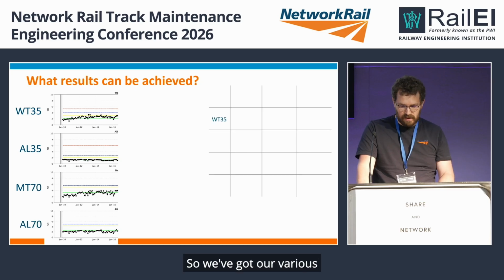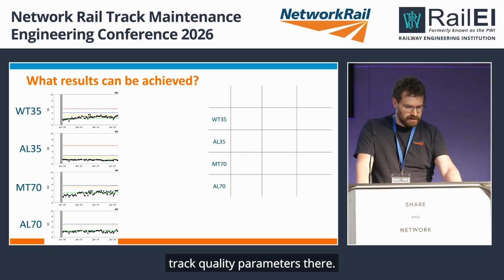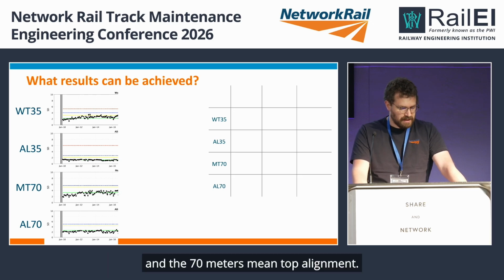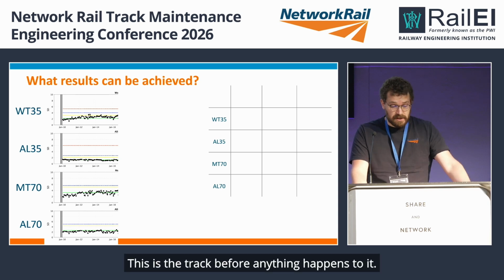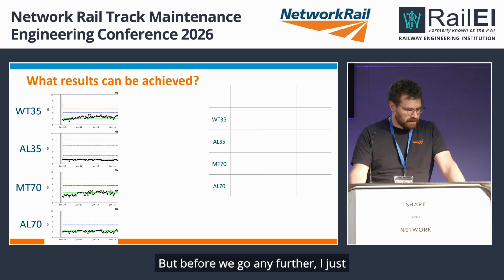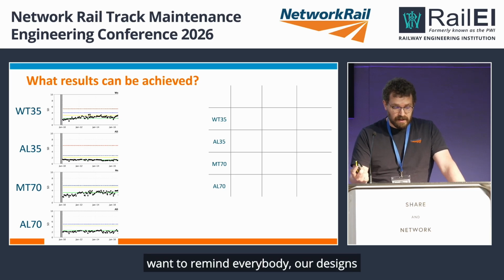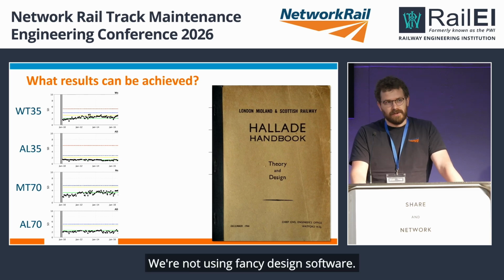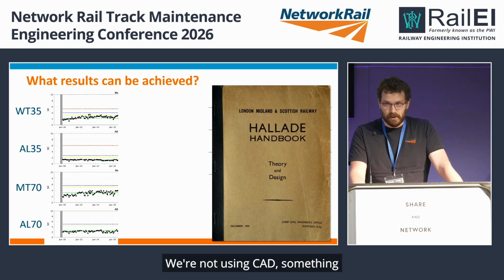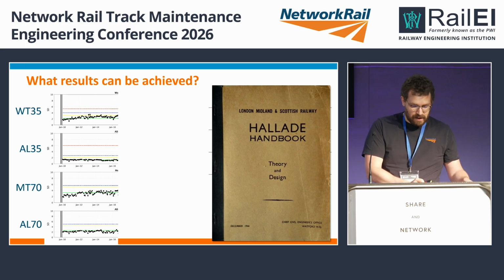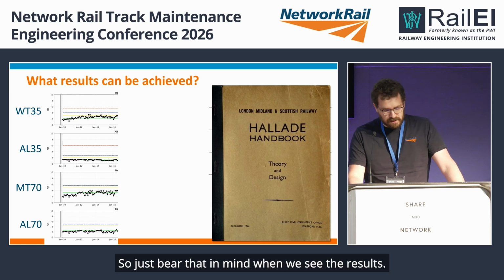So we've got our various track quality parameters there. We've got our worst top 35, our alignment 35 meters, and the 70 meters mean top and alignment. So this is the track before anything happened to it. There's a renewal I'm going to show you in a second. But before we go any further, I just want to remind everybody, our designs are done using a 1930s design method. We're not using fancy design software. We're not using CAD, which is something you can teach to a new tech in a couple of days. So just bear that in mind when we see the results.